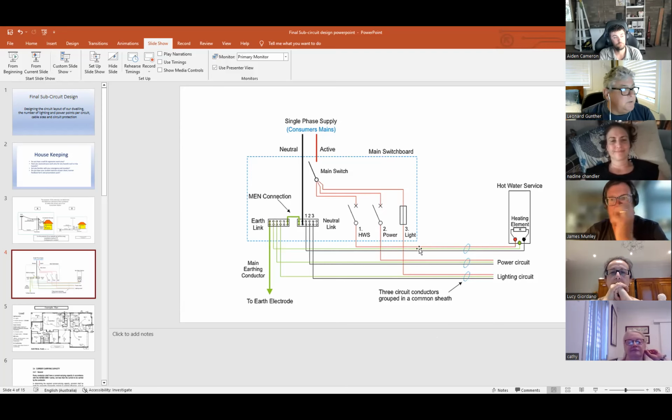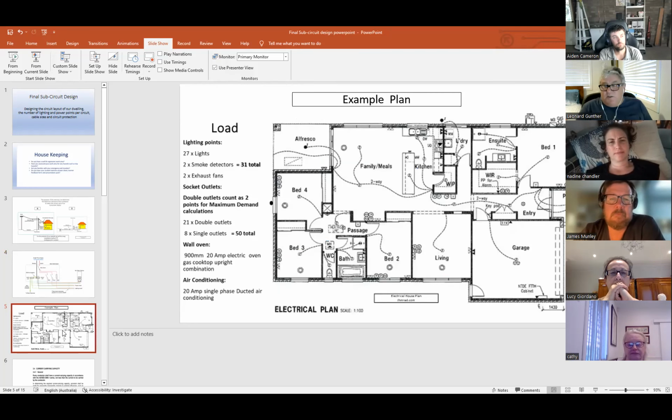So we know what our final sub-circuits are now. These are our protection devices. That's what we did last time, consumer mains. So we'll go back and have a look at the plan that we had last time. Okay, so this is our example plan.